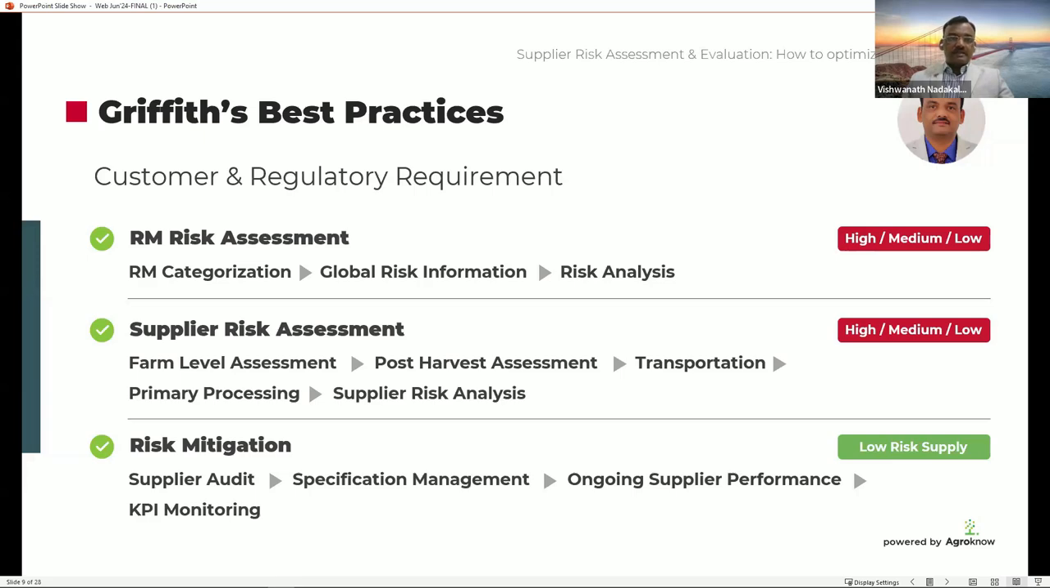While doing this categorization, it is very important how closely linked groups of ingredients are categorized based on the associated risk, and mainly tools like Food Fraud and other EAA tools can help with that raw material categorization. With that categorization, we'll be creating a global risk information library for all these ingredient categories. That will provide you insights on the severity of the issues and the frequency of the issues occurring. And with that, we'll be doing the risk analysis.